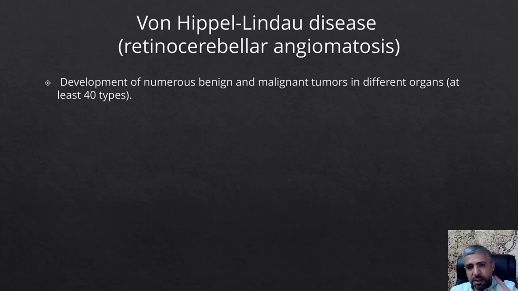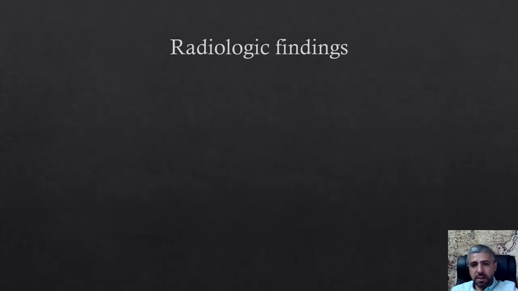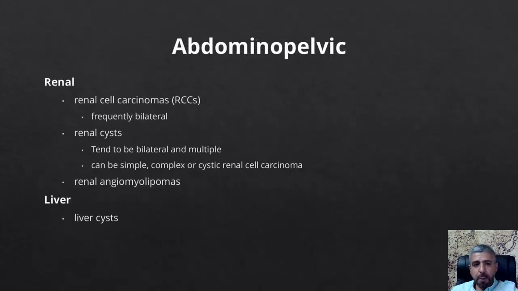The last type of phacomatosis that we will discuss is von Hippel-Lindau disease. Von Hippel-Lindau disease is what's called retinocerebellar angiomatosis. So there is development of numerous benign and malignant tumors, while in Sturge-Weber they were only benign. Here we have benign and malignant tumors in different organs, at least 40 types of tumors. So we will take a quick look at the common and the important ones.